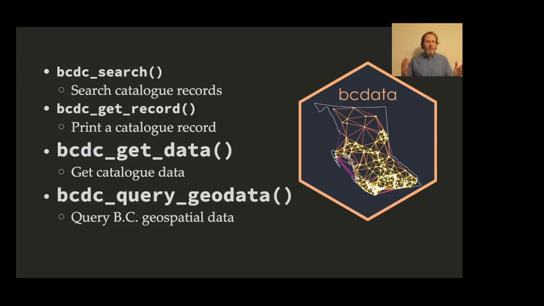All of the functions of bcdata are preceded by a bcdc underscore prefix to facilitate autocompletion. There's a search function and a get record function that are around querying and searching for the metadata. Today I want to focus on getting data and how that can enable a reproducible workflow, and most specifically about spatial data.